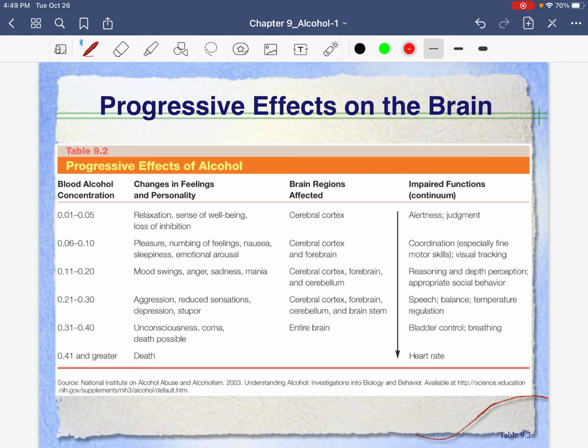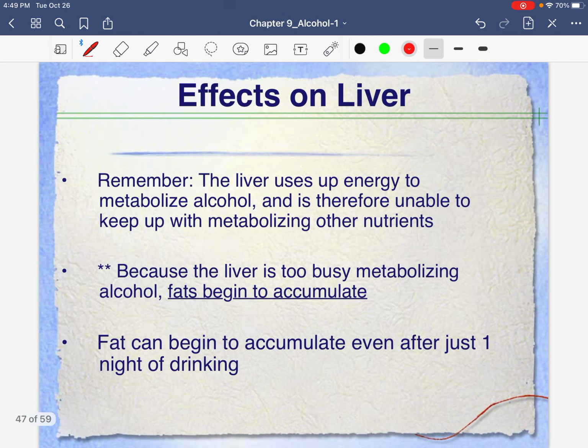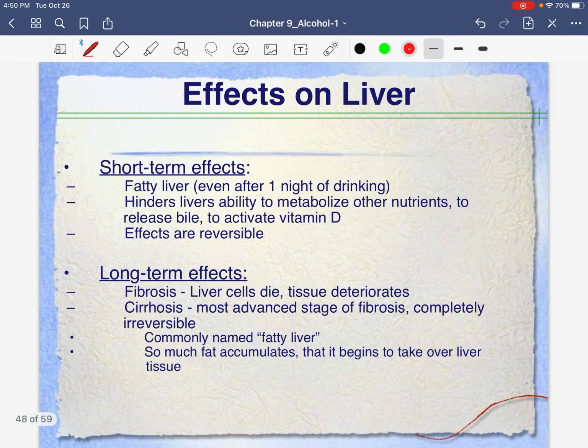Here are some progressive effects as the blood alcohol concentration goes up. You don't need to know these. I'm just giving you some information. Okay, so remember I said over time, fats can begin to accumulate in the liver. It can begin to accumulate a little bit even after one night of drinking, but we're not going to see these more serious effects until it's a more chronic situation.